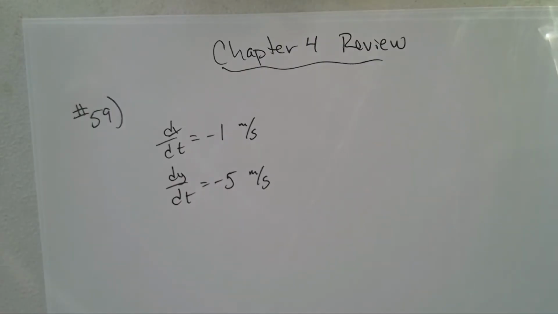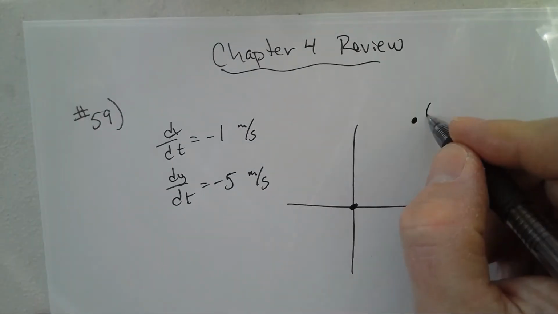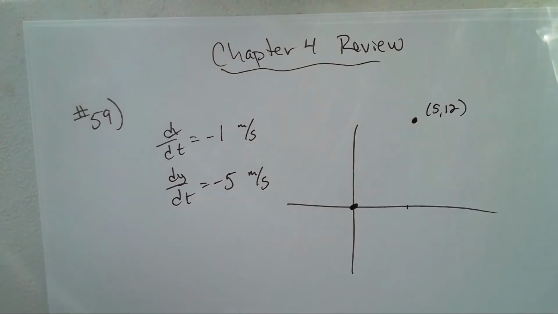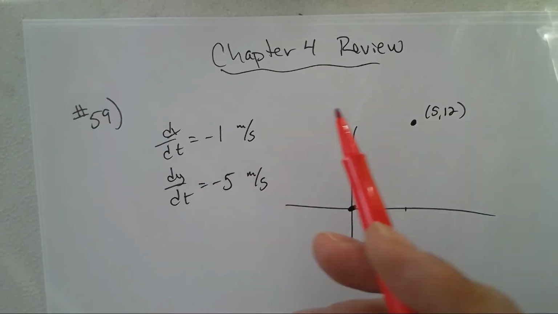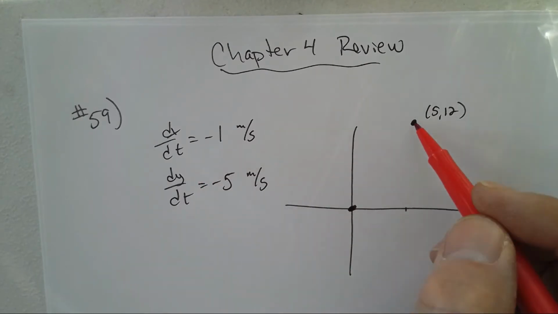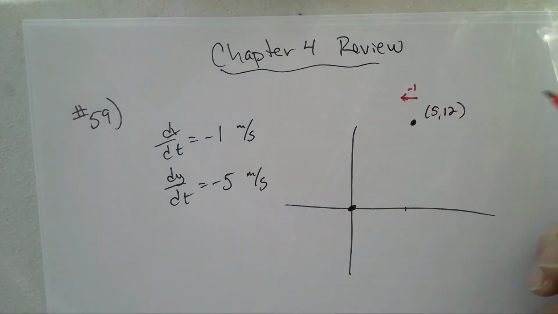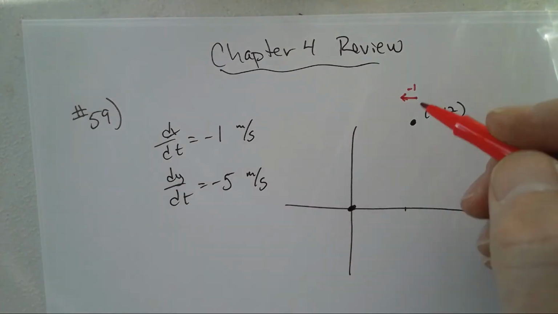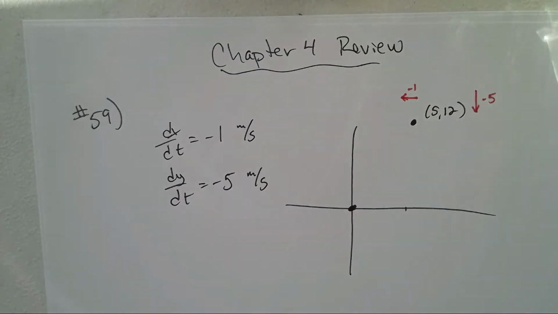Alright, so we've got the origin right here. We've got (5, 12) right here. And it tells us that dx/dt is -1. So the horizontal component of the velocity of this particle is -1. It's going -1 in the horizontal direction. dy/dt is -5, so that means it's going down at 5 meters per second. Alright, that's what we know, our dx/dt and our dy/dt.